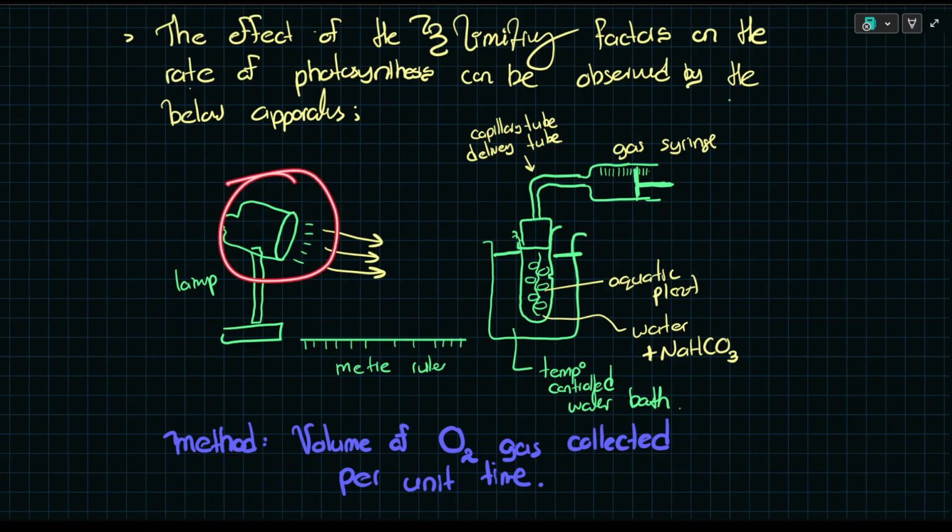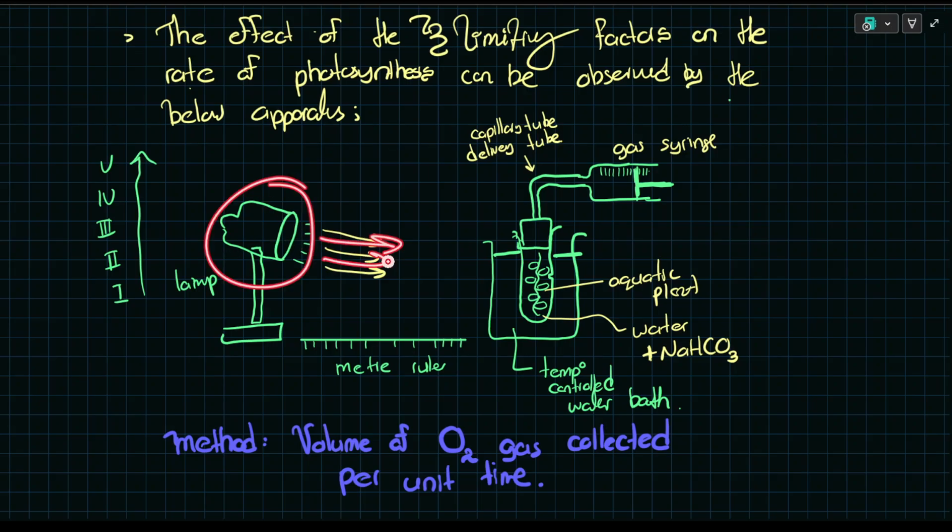So the lamp, now this lamp is actually controllable. You have certain intensities: light intensity 1, 2, 3, 4, 5, and so forth. You can control the intensity and slowly increase it. So when the lamp is switched on, light will be produced like so. It will hit the plant. The plant will realize that, okay, we have light. We can start the light dependent stages of photosynthesis.